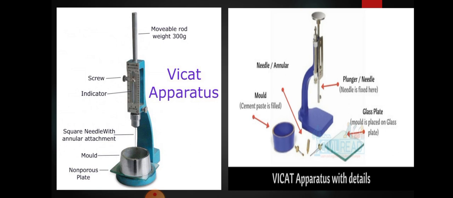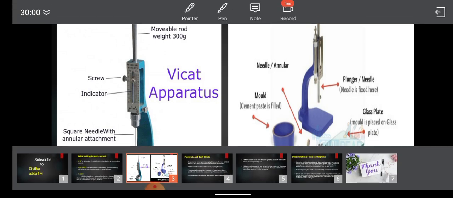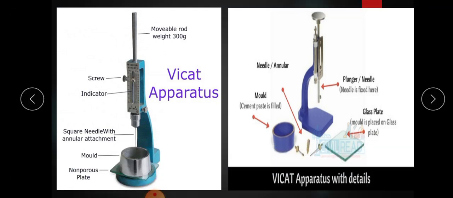So see here, this is the Vicat apparatus. This is the glass plate. Let me point it out. So this is the glass plate, the mold is placed on the glass plate, and this is the plunger. The needle is attached to this plunger, and this is the mold. Here the cement paste is filled in this mold. These are the needles or annulars.